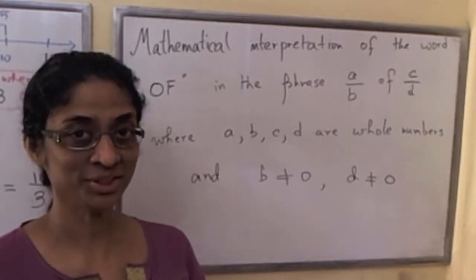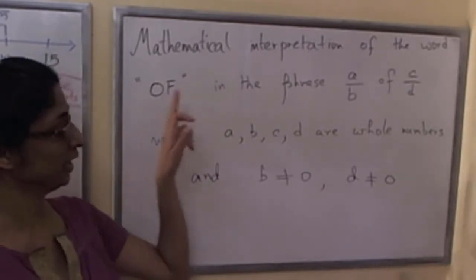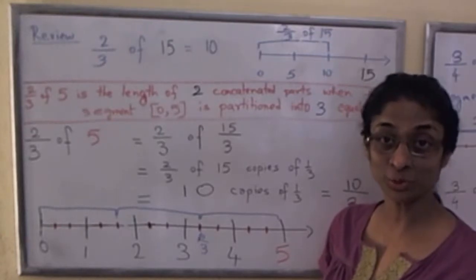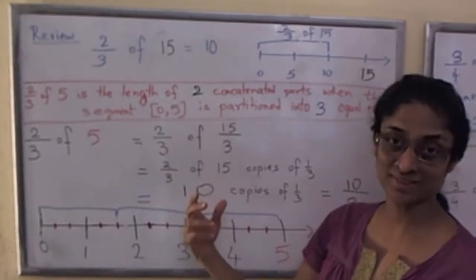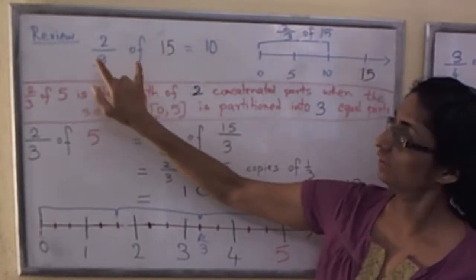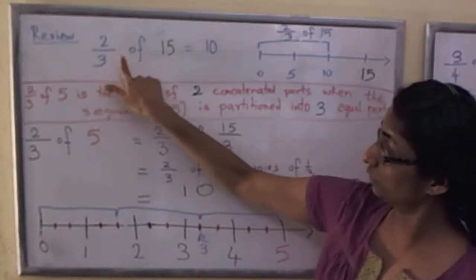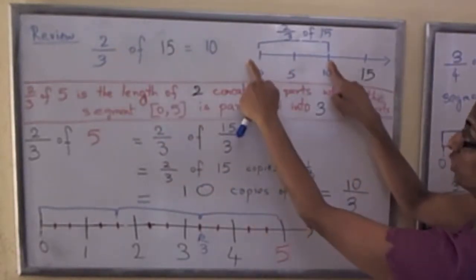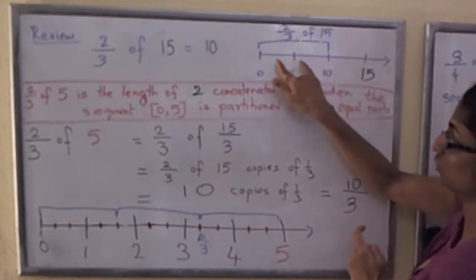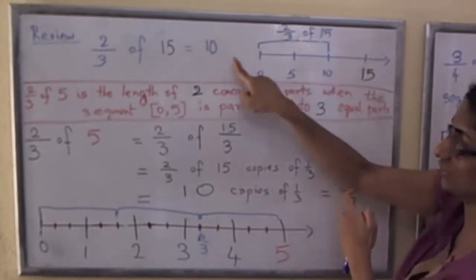Hi, let's continue with a discussion on the mathematical interpretation of the word "of" in the phrase A over B of C over D. Let's begin with a quick review of an example we discussed in detail in the last video. Notice here 15 is a multiple of 3. The definition of 2/3 of 15 we said was that 2/3 of 15 is the length of two parts when a segment of length 15 is partitioned into 3 equal parts. And from the picture we can see 2/3 of 15 is 10.